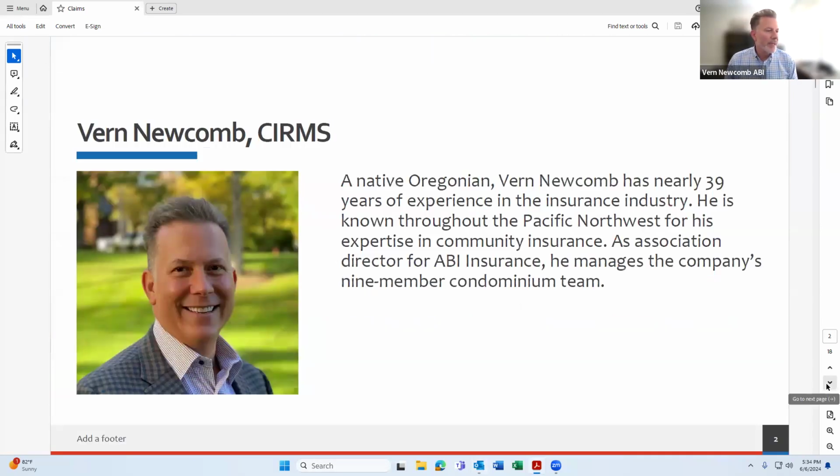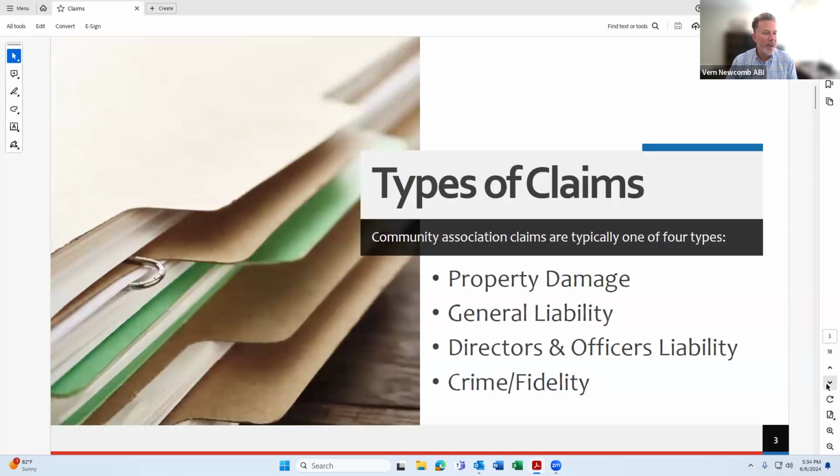So a little bit about myself. I'm a native Oregonian. I've been in the industry for 39 years now and have been specializing in community associations for 22 years. I do have a team of 9 members that just specialize in servicing these accounts. So that's enough about me. Let's get into the program.